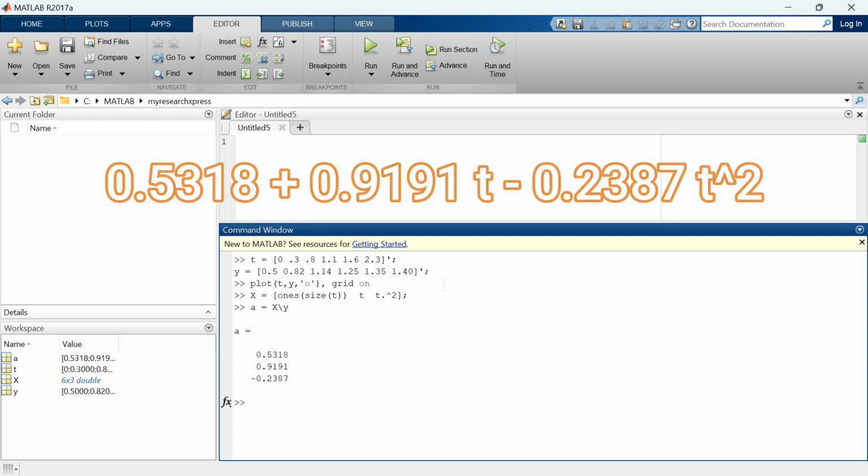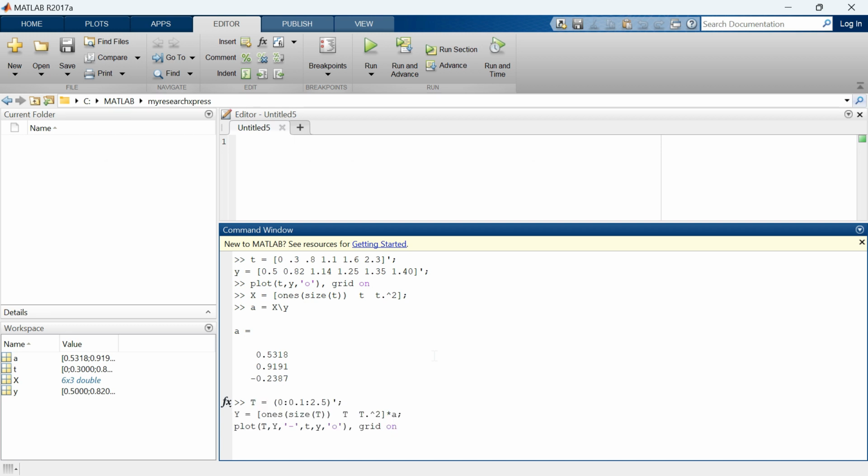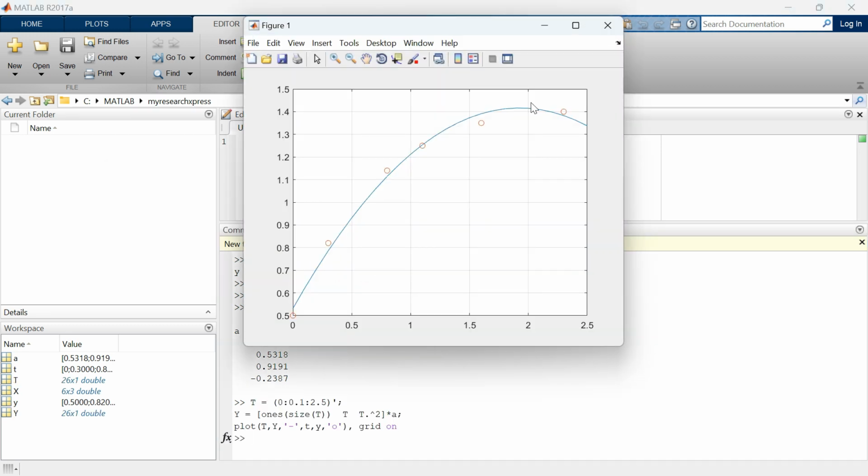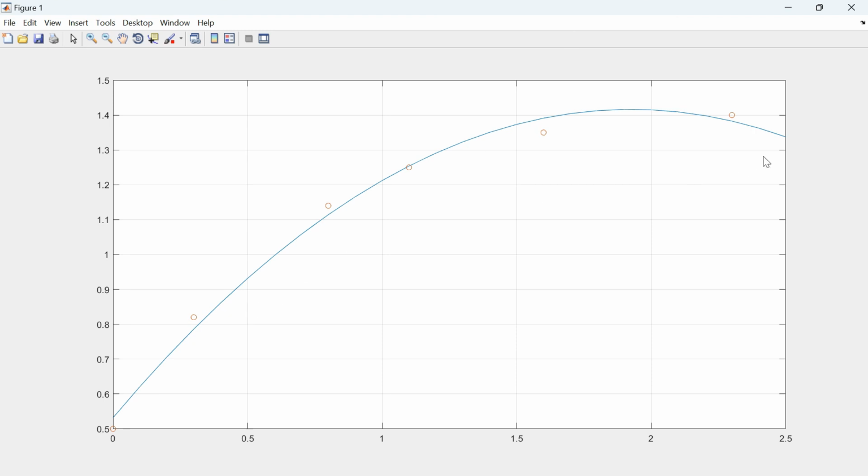Now evaluate the model at regularly spaced points and overlay the original data in a plot. It is obvious that this fit does not accurately approximate the data. We could either increase the order of the polynomial fit or explore some other functional form to get a better approximation.